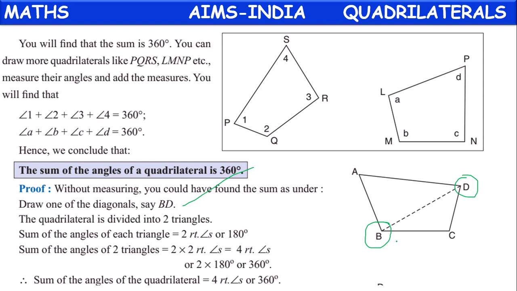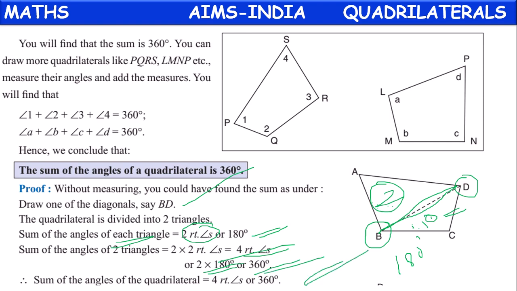Draw one diagonal BD. This diagonal will divide the quadrilateral into two parts. This is the first part, this is the second part. The sum of angles in a triangle is equal to 180 degrees, or two right angles. The sum of angles in two triangles is two right angles plus two right angles, four right angles. So 2 into 180 is 360 degrees. So the angles of a quadrilateral, with the help of triangles, we can tell is equal to 360 degrees.